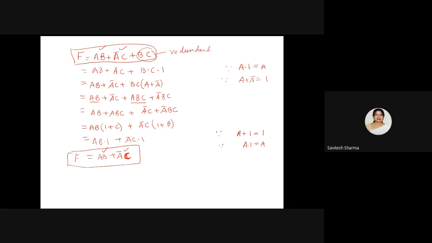Because it shows you that if BC is present and if BC is not present, it is not affecting my output. Okay. So what is the conclusion? BC is my redundant term. The presence of BC is not affecting the F. So we can remove it. The important thing here is that you minimize the hardware. One term you already removed, that means your hardware is minimized.